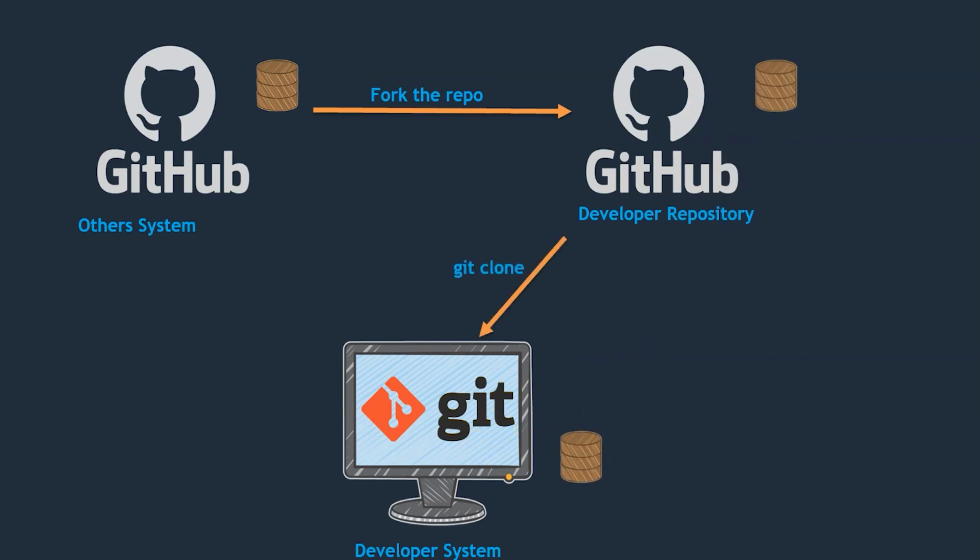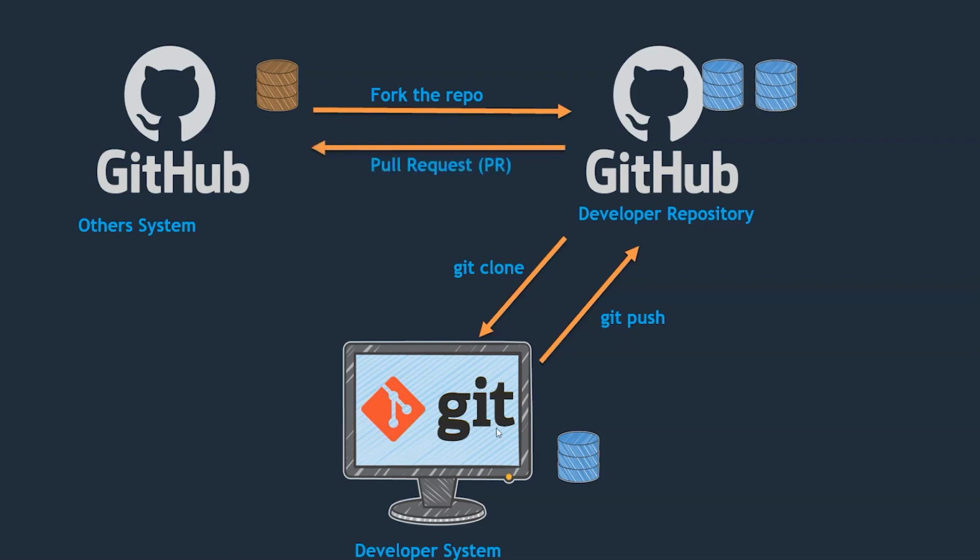So it came into my local system. Here I have updated that repository, a few changes we have made. Now I have pushed these changes onto my remote repository. So it went to the remote repository of mine. Now I would like to push these changes onto the other's repository. For that, I just need to create a pull request. Let's do that.